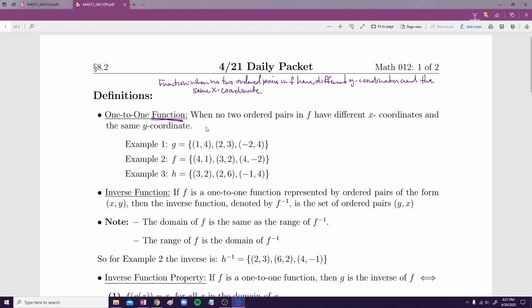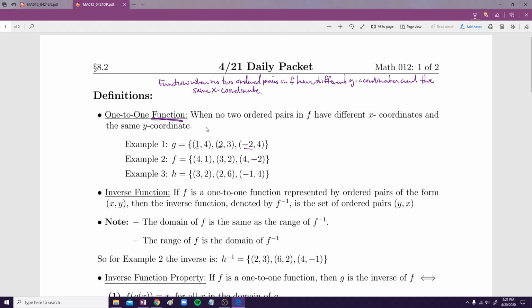So when we do these examples, the first thing we have to check is to see if it's a function. So what I do, I hope you recall, is that we're going to look at all of the x's, right? And we're going to see if any two are the same. I have 1, 2, and -2. Since all of my x's are different, that means this is a function.